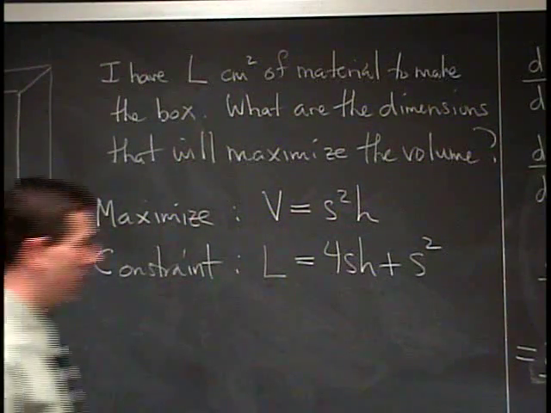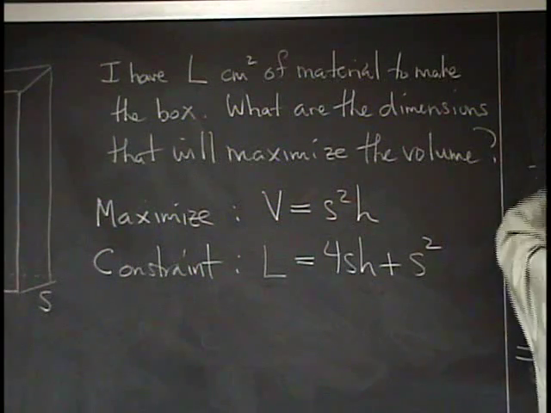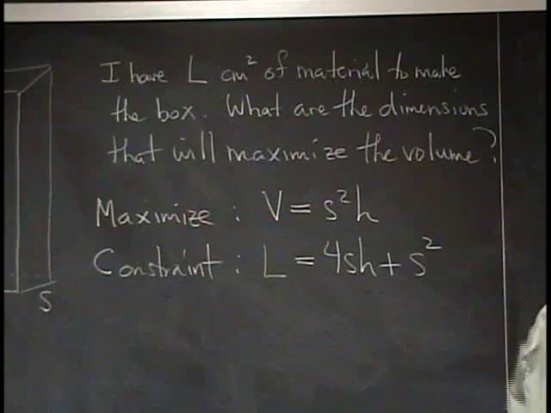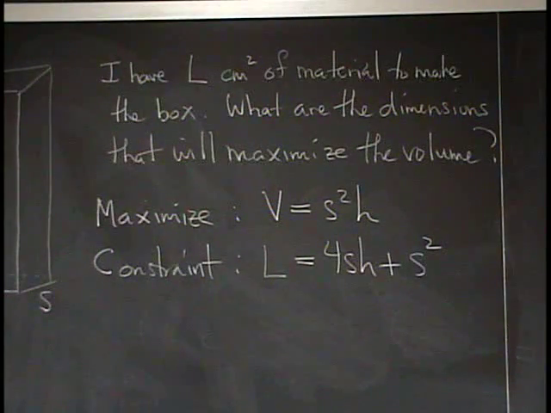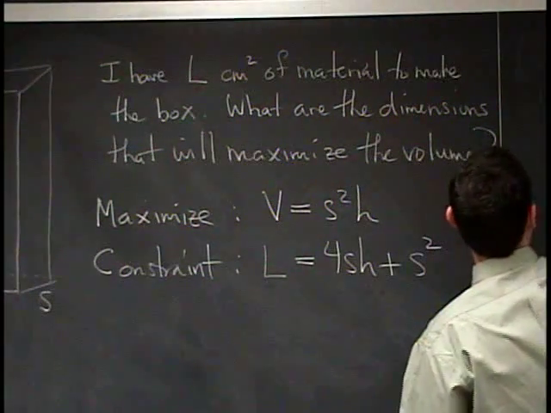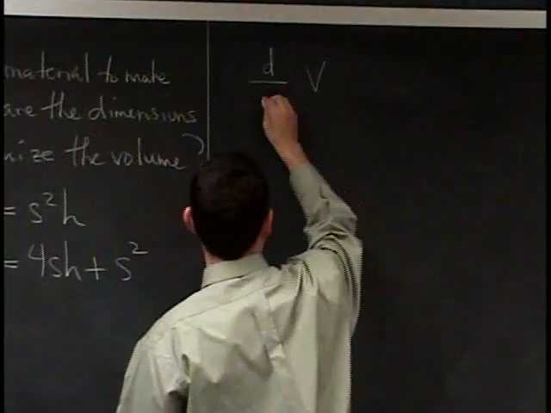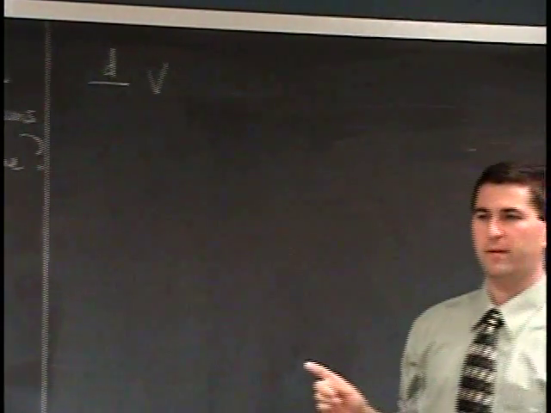All right, now, if we're trying to maximize or minimize something, what's our strategy? Take a derivative and set it equal to zero, right? That's the strategy. You're looking for the critical numbers. The critical points are the only places where you're going to get the max and the mins. That's Fermat's theorem. So we need to take a derivative of V with respect to, what do we take a derivative with respect to?